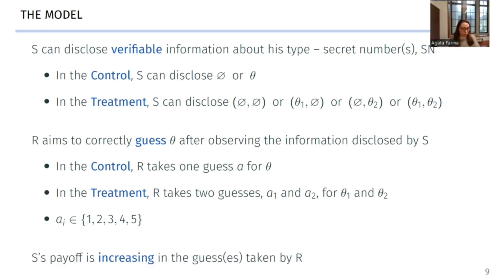Finally, the payoff of the sender is increasing in the guesses taken by the receiver. So while the receiver wants to correctly guess the type, the sender might like to persuade the receiver to take actions that are as high as possible. So in this sense, there is misalignment of interest between the two players.